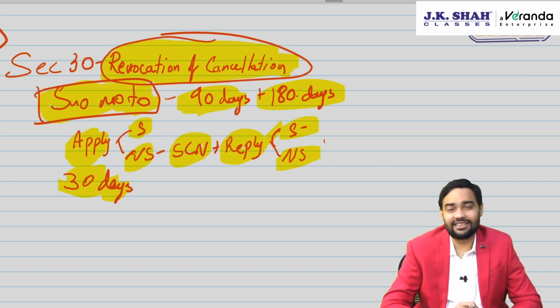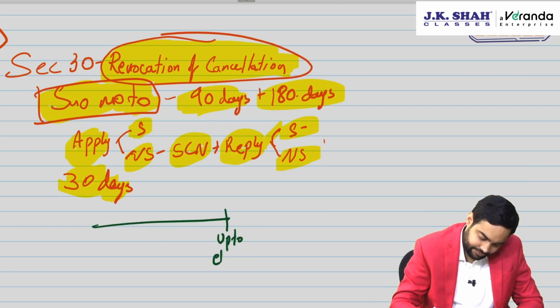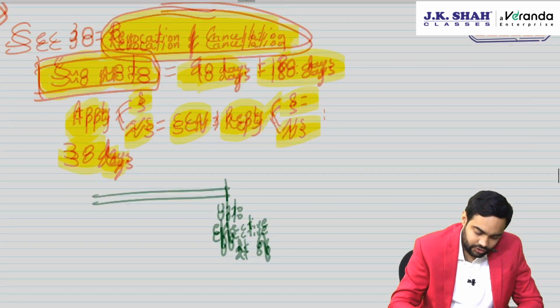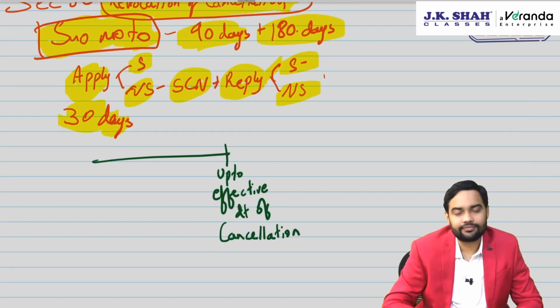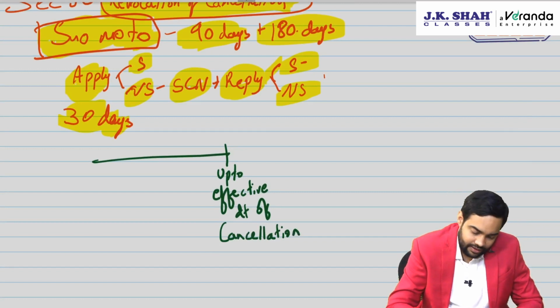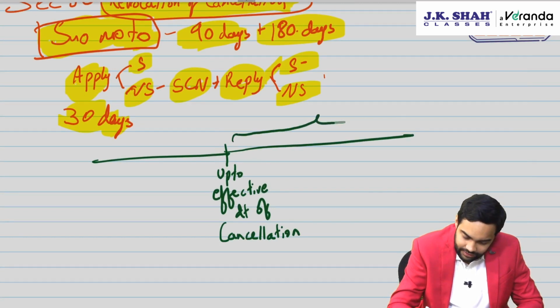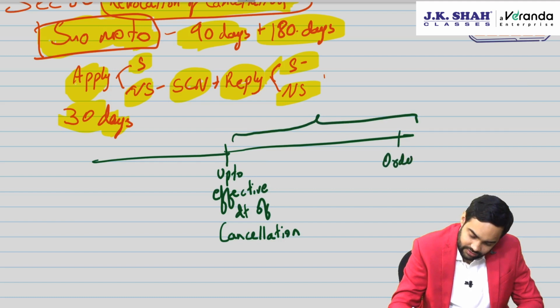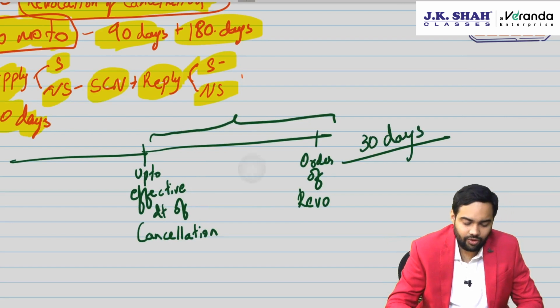Plus, section 30 has one important point. All the returns up to the effective date of cancellation should be filed before applying for revocation, and all the returns from effective date till order of revocation should be filed within 30 days from the date of order of revocation.